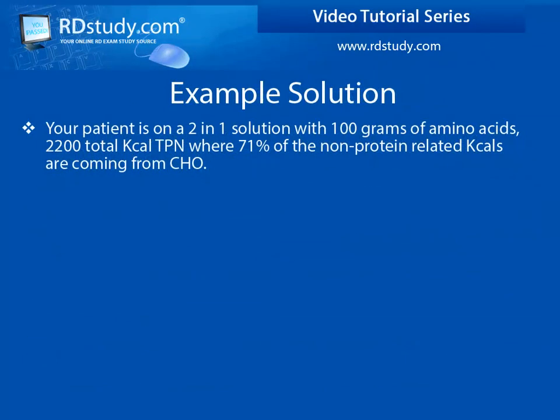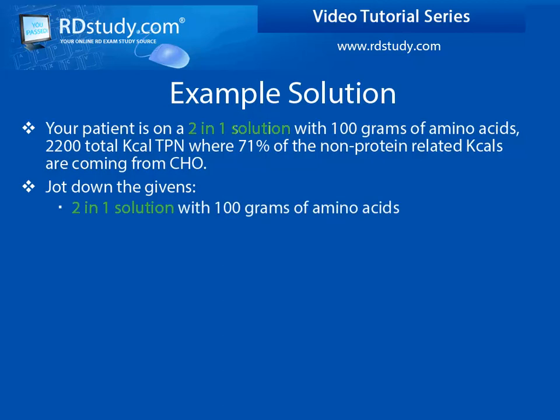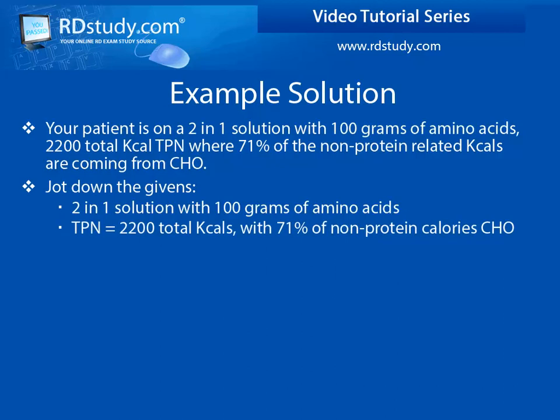So here is the example again, but this time we will solve for some values. Start by jotting down the givens. It is a 2-in-1 solution that contains 100 grams of amino acids, and the total calorie count from this TPN administration equals 2200. Lastly, 71% of the non-protein calories comes from carbohydrate. What should we solve for first?